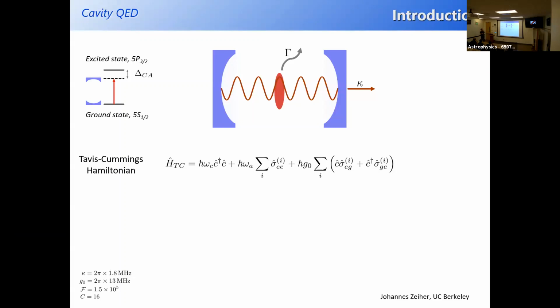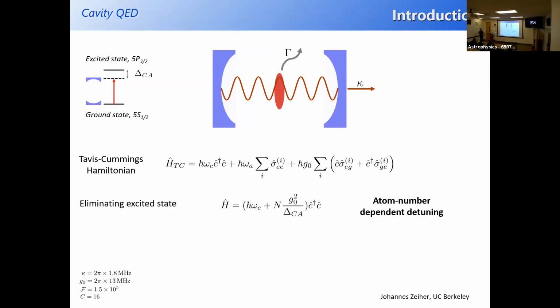The physics of a gas of atoms coupled to a cavity is conventionally described by the Tavis-Cummings Hamiltonian, which is basically many atoms coupling to a single cavity mode. And in the limit where this detuning is large, you can basically eliminate the excited state of this two-level system, and you're left with a very simple Hamiltonian that is a cavity frequency, with an atom-number-dependent tuning added onto this frequency.